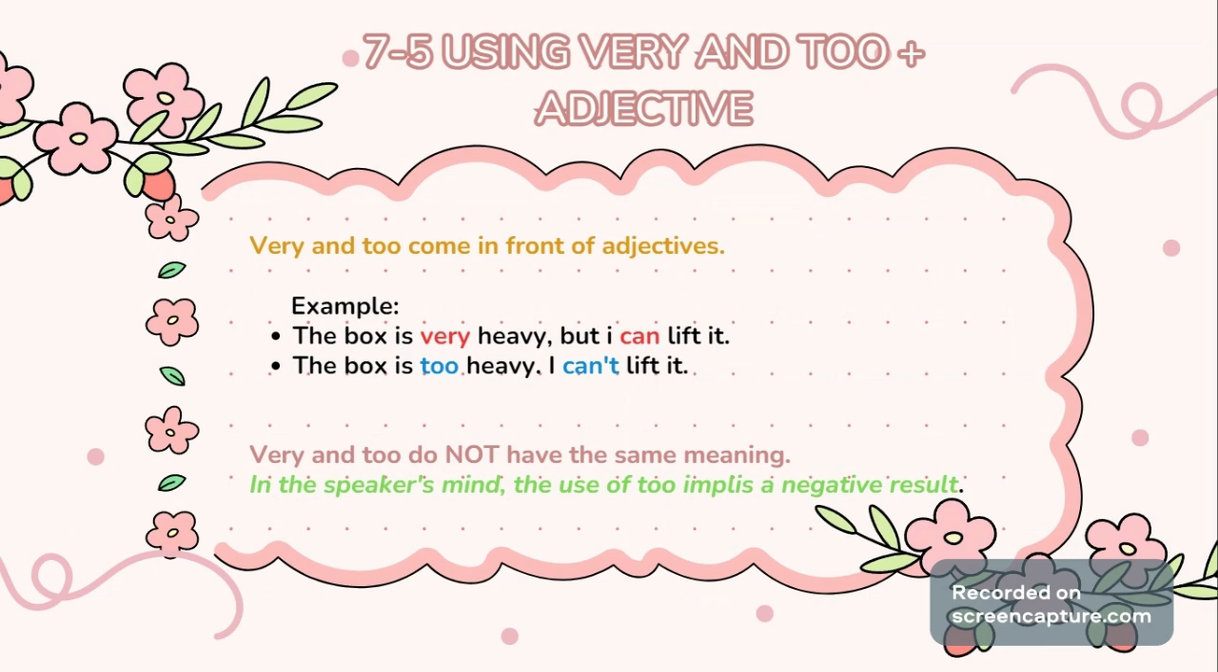Actually very and too have a similar meaning. But in the speaker's mind, the use of too implies a negative result. As you can see, too. So the speaker used too because she or he can't lift it, and used very because she can lift it.